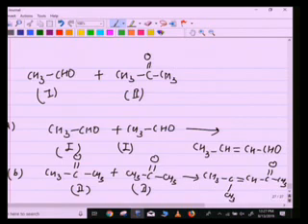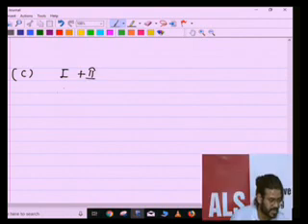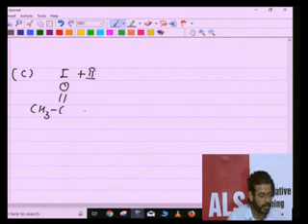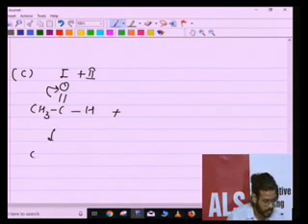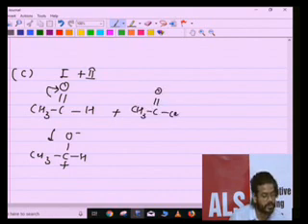Alright, so let's move to the next one. So the next one is first plus second. So now when I say first plus second, what I'm going to do here is dissociate the carbonyl part of the first one. So I'll get C plus, O negative and H, and in case of the ketone, or propanone, I'm going to remove the alpha hydrogen from this molecule.